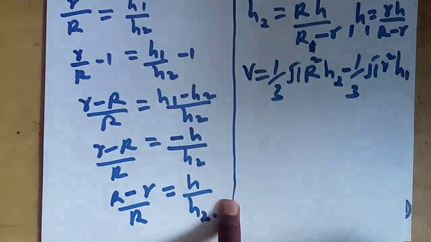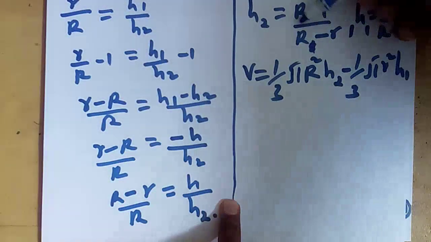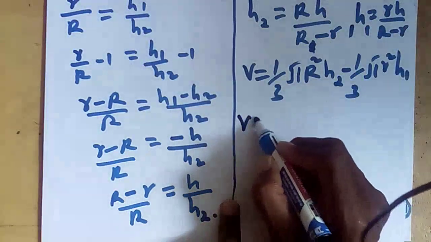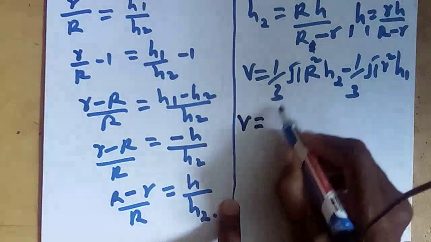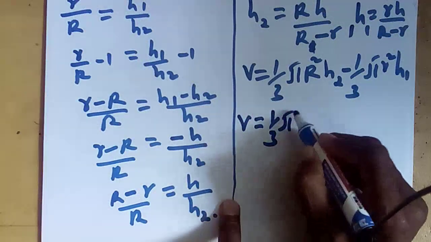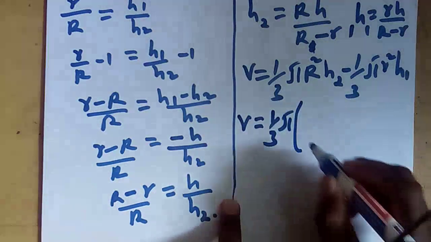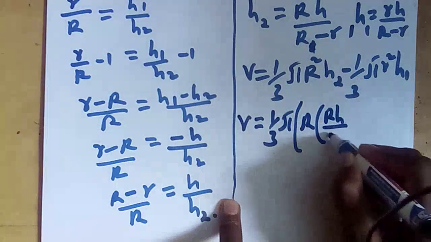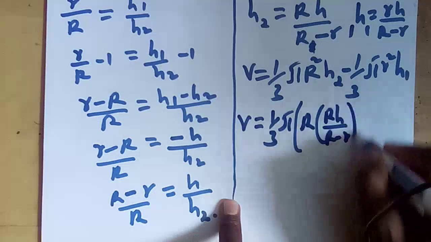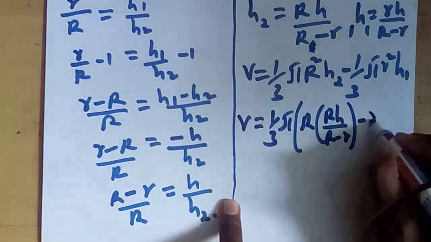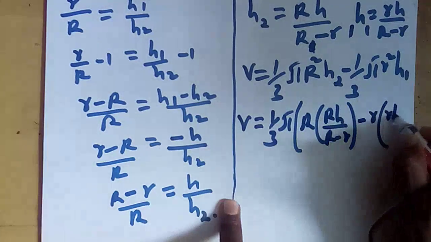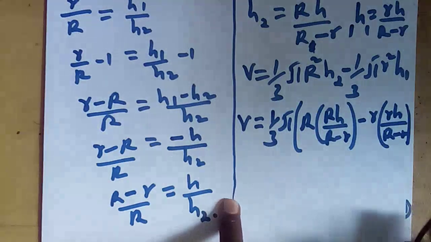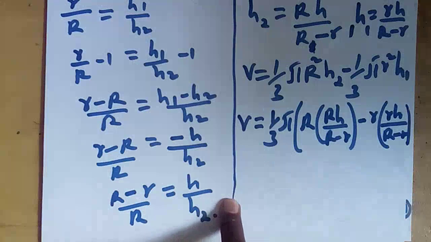Now, if I try to simplify this by putting R, H2 and H1 in that particular equation, you can see that the volume therefore is equal to, remember, a third and pi are common. Then I'm going to remain with R into RH over R minus r, close it, minus r into rh over R minus r. Then I close it. So we are going to have two relations like that.